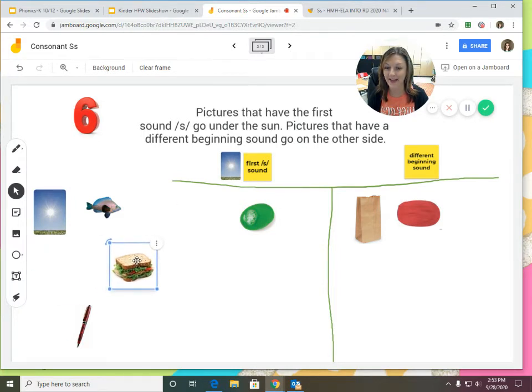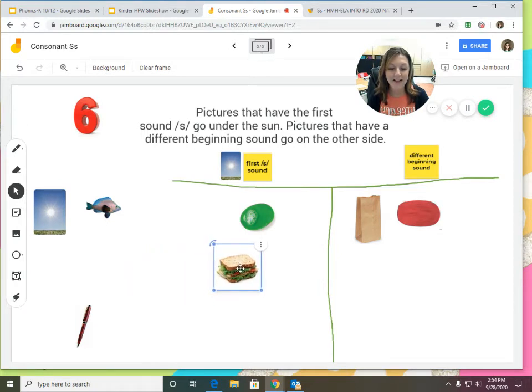You may eat this at lunch. What is this picture of? Sandwich. That's right. What do you hear at the beginning of sandwich? S. Good. Does sandwich match the same sound as soap? Give me a thumbs up or down. What do you think? Good job. Soap and sandwich match the sound sun and the consonant S. Good job. Let's look at this one.